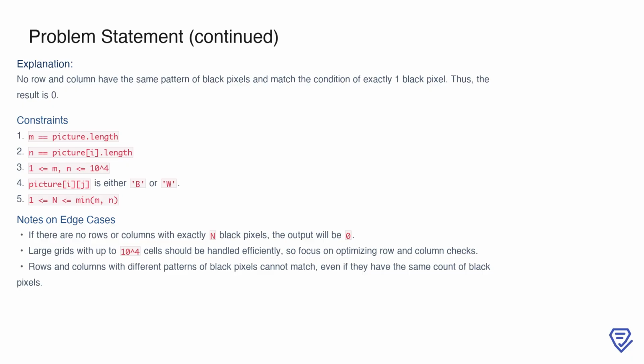Finally, we should keep in mind the constraints of the problem. The grid can be as large as 10,000 cells, so our solution needs to be efficient when checking rows and columns. Additionally, if no rows or columns satisfy the condition of having exactly n black pixels, the output will always be 0. This ensures that our approach must handle both edge cases and large inputs effectively.